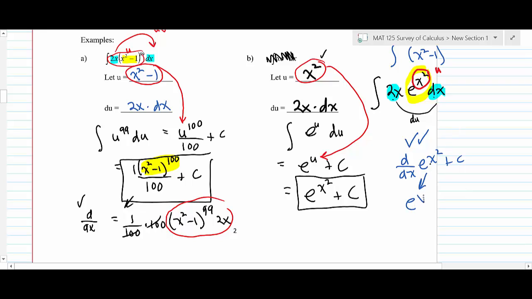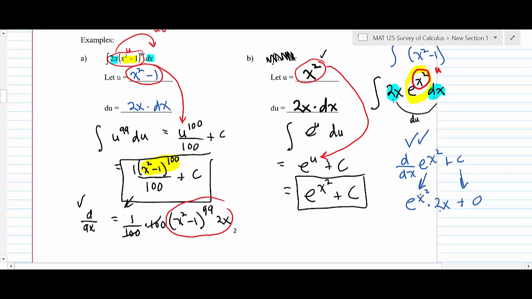That would be itself, right? Then what? Derivative of the exponent is 2x. And then the derivative of c is 0. Remember, we're checking. Does that take you back to the beginning? 2x, e to the x squared, we got it, so we're right.